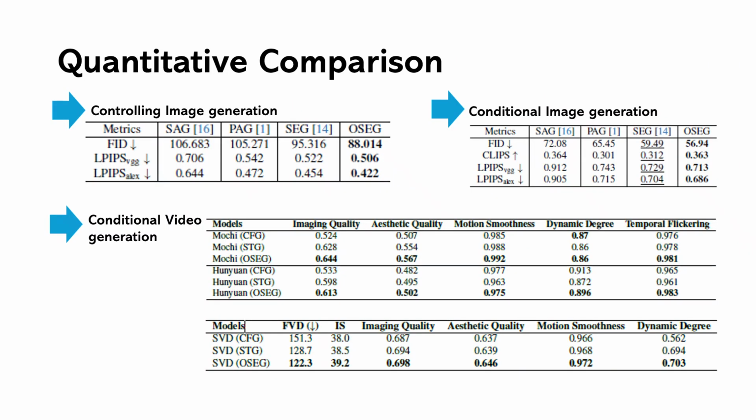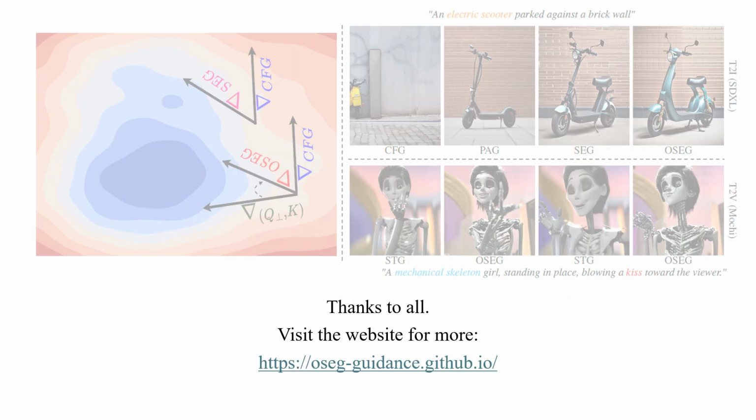This is the quantitative comparison across multiple metrics such as FID, LPIPS, FVD, and VBench. OSEG consistently outperforms prior guidance methods. These improvements indicate better perceptual quality, stronger prompt alignment, and more stable temporal behavior. These results validate our theoretical insight about curvature dominance.